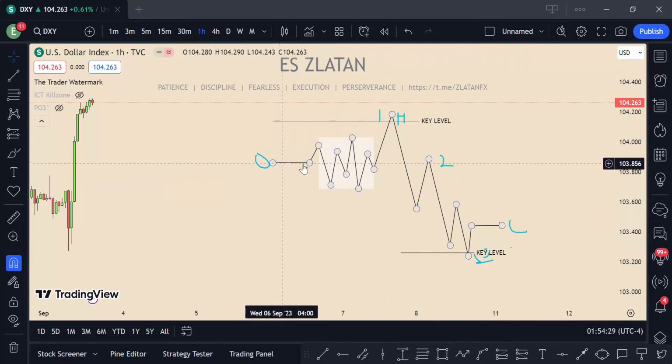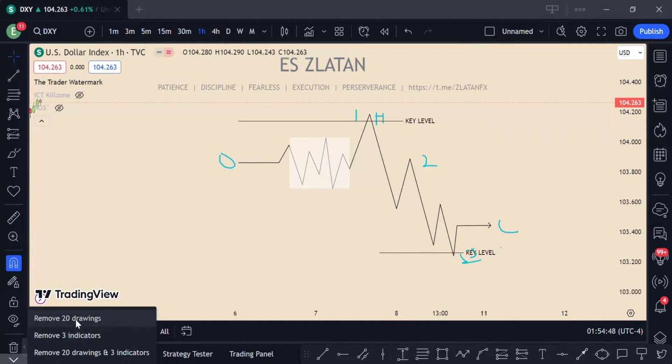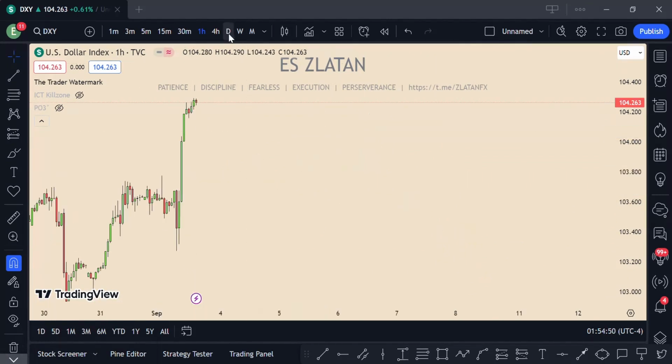So open, accumulation, manipulation, and then distribution, right? So you have one, two, three to find and catch a setup, right? Right. So let's look at the chart and see this in real time.